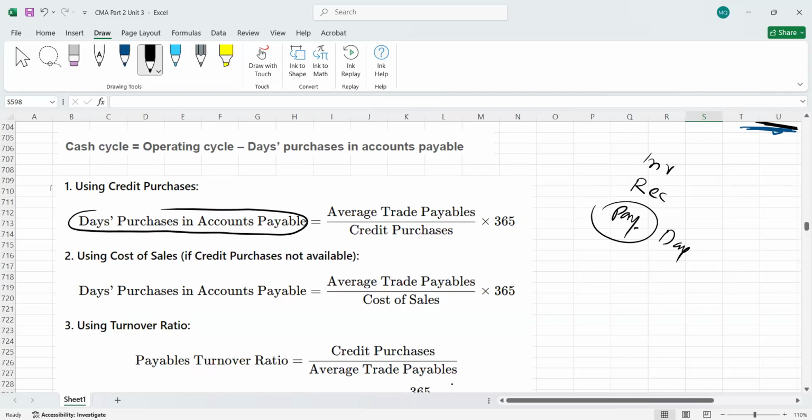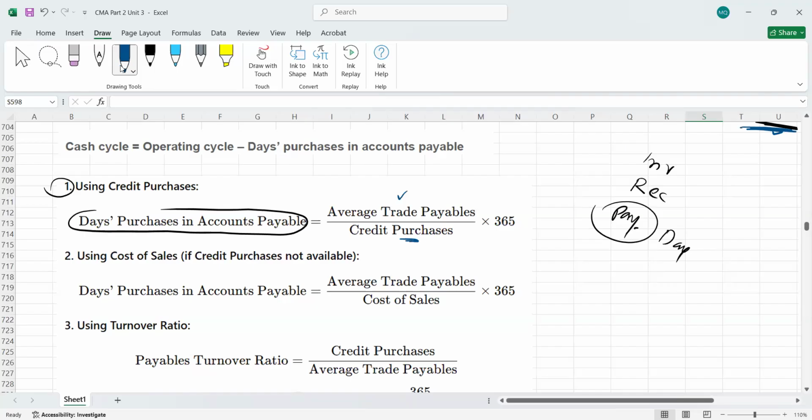The first way is you calculate by using this formula. You take average trade payables. Trade payables means the payables which arise due to credit purchases. How do you calculate average trade payables? Opening trade payables plus ending trade payables divided by 2, that's your average, and you divide it by the credit purchases.